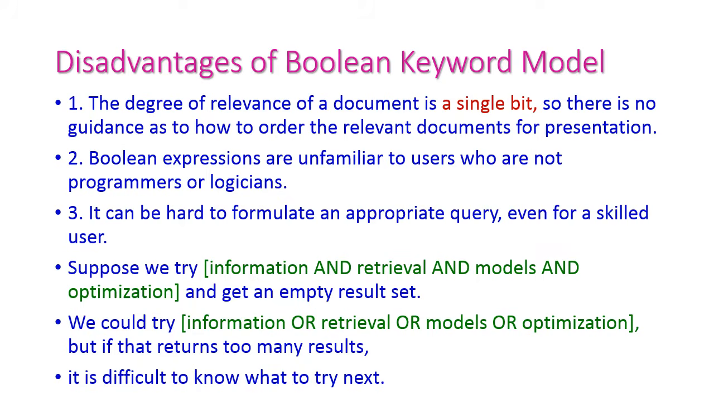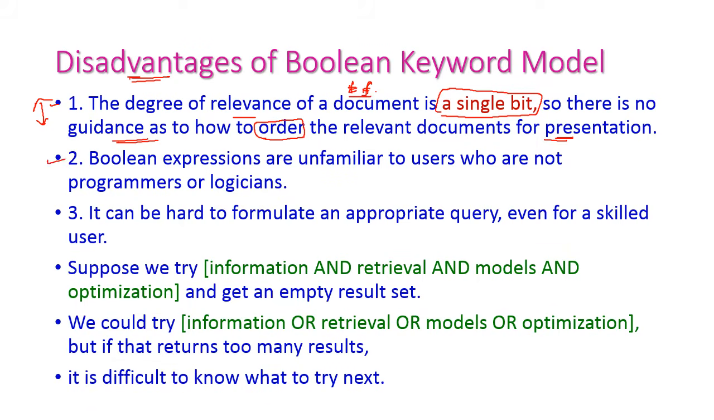The disadvantage of Boolean keyword model. Though the Boolean keyword model is very simple and very straightforward, it also has some drawbacks. The first one is the degree of relevance of a document is a single bit. Only one bit of relevance is associated with the document, either true or false. So there is no guidance on how to order the relevant documents for presentation. That means the indexing is very difficult here, because of only a single bit.